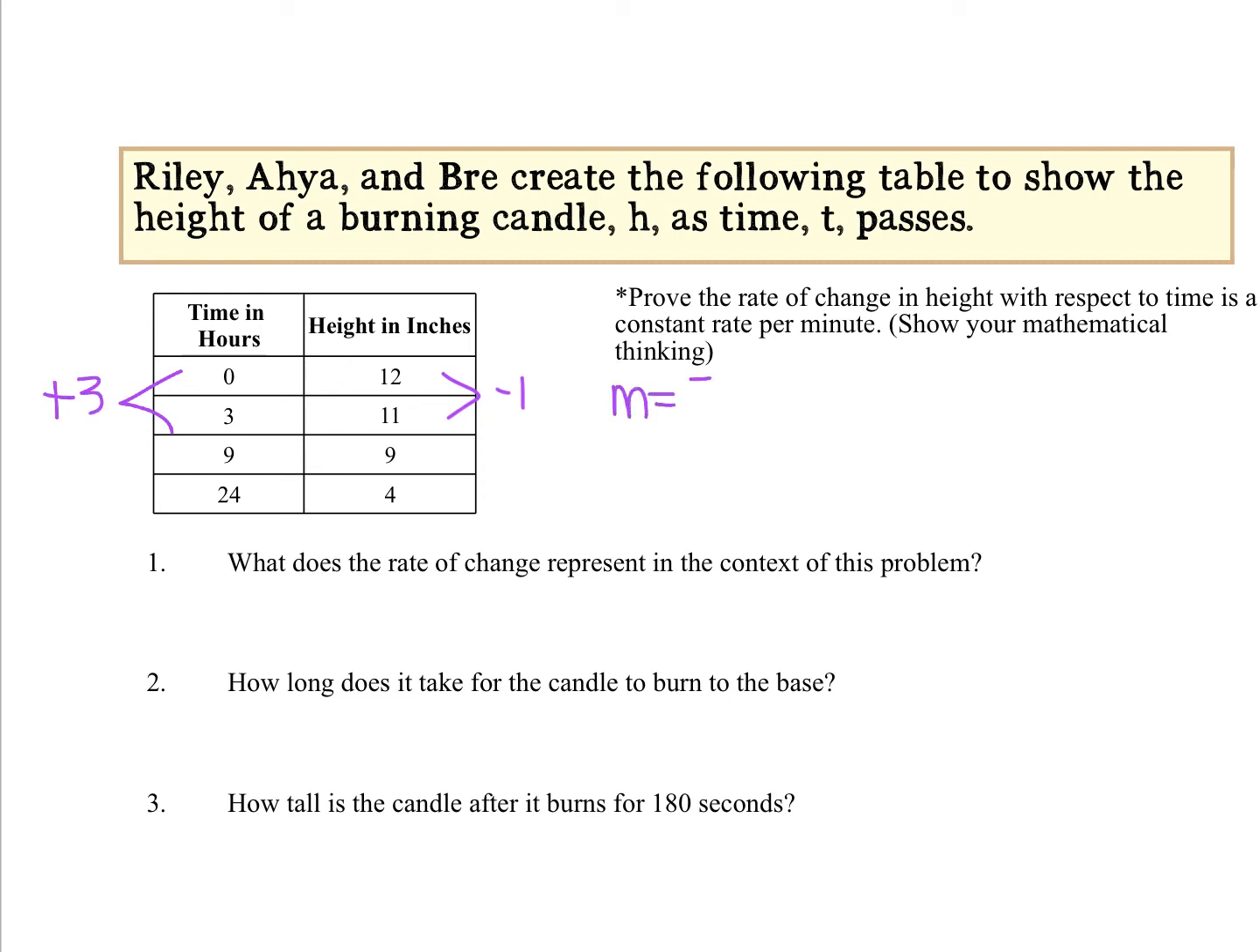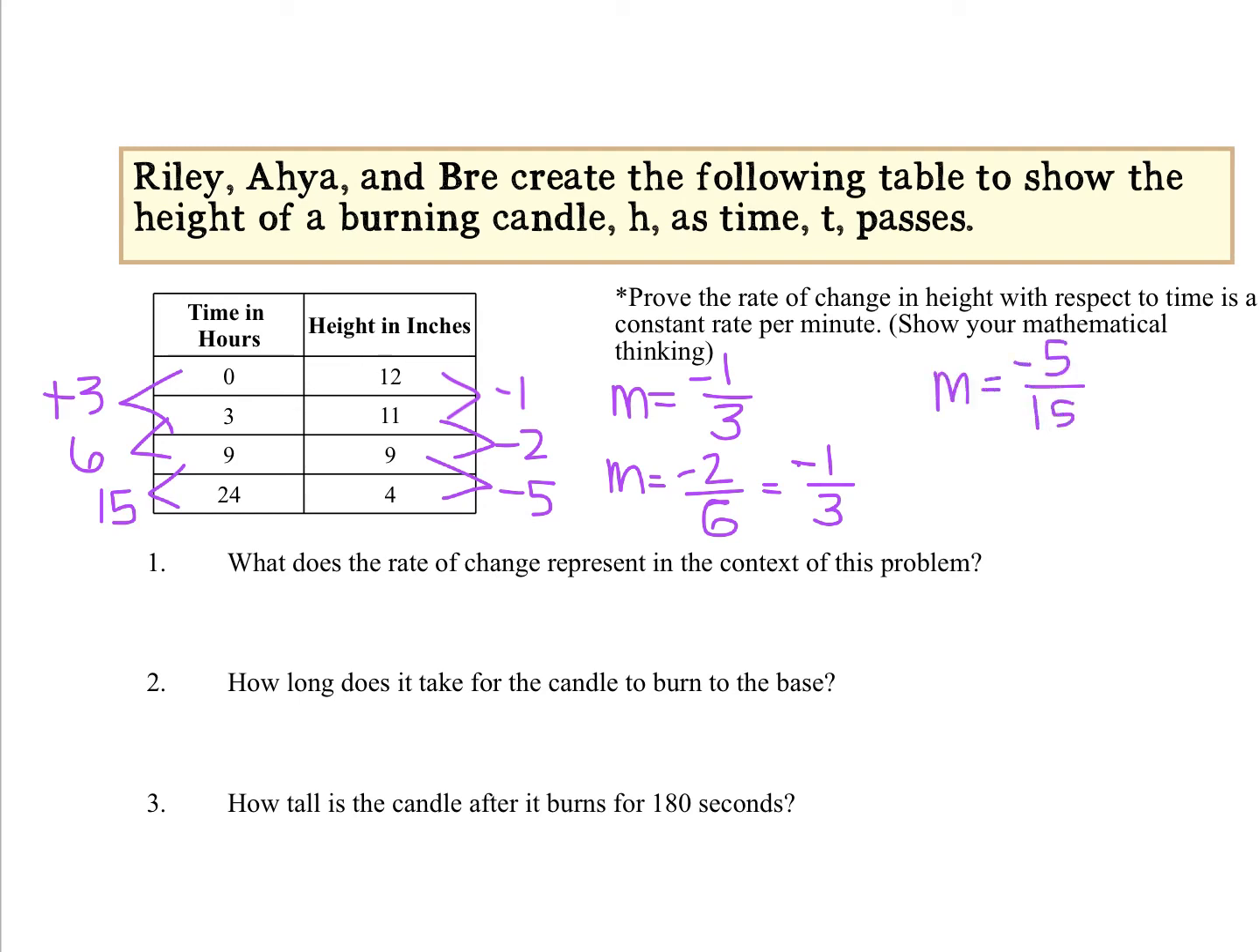So that slope is -1 over 3. And then it's going down 2 over the course of 6 hours. So that slope is -2 over 6, which reduces to -1 over 3, so we're good there. And then it's going down 5 over the course of 15 hours. So that slope is -5 over 15, which also reduces to -1 over 3. So I have proved that it's the same.